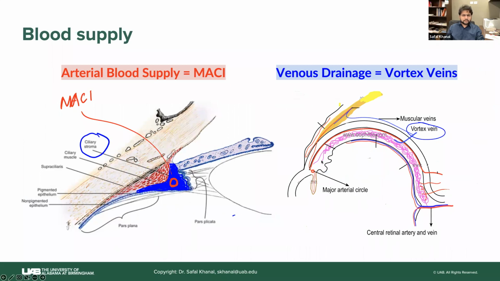What about the blood supply to the ciliary body? We talked about the arterial circle of the iris, the major arterial circle of the iris, formed by the anastomosis of long ciliary arteries and the anterior ciliary arteries. The venous drainage, like for the most posterior tissues, is through the vortex vein into the superior and inferior ophthalmic vein.